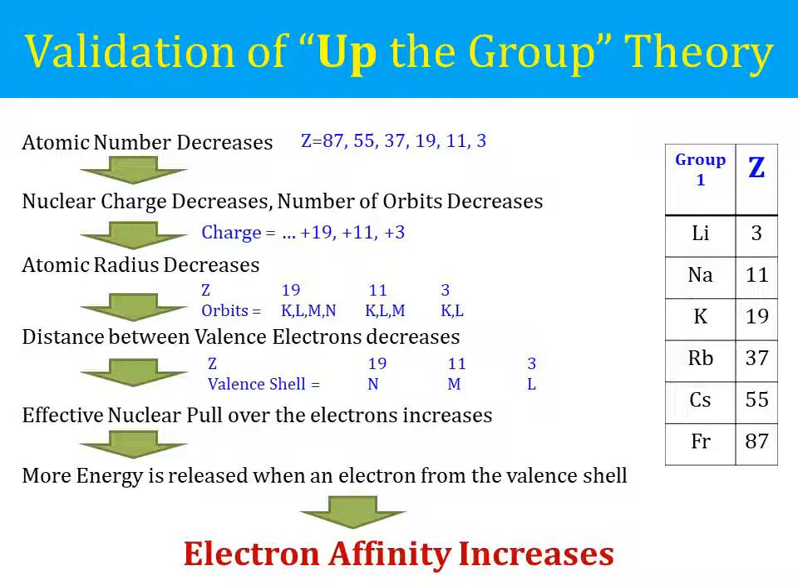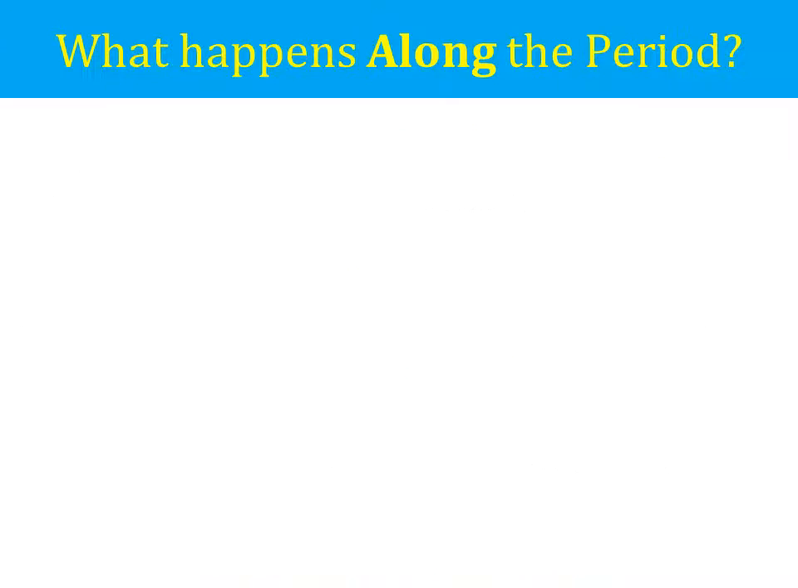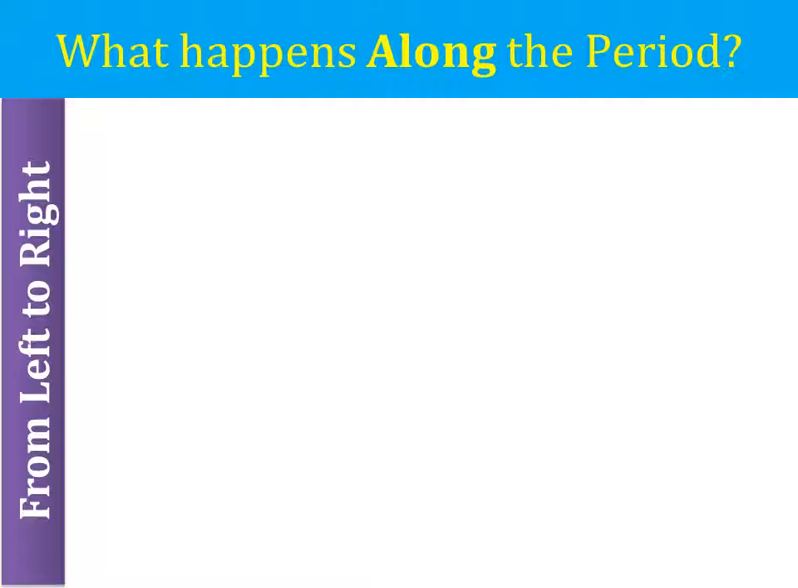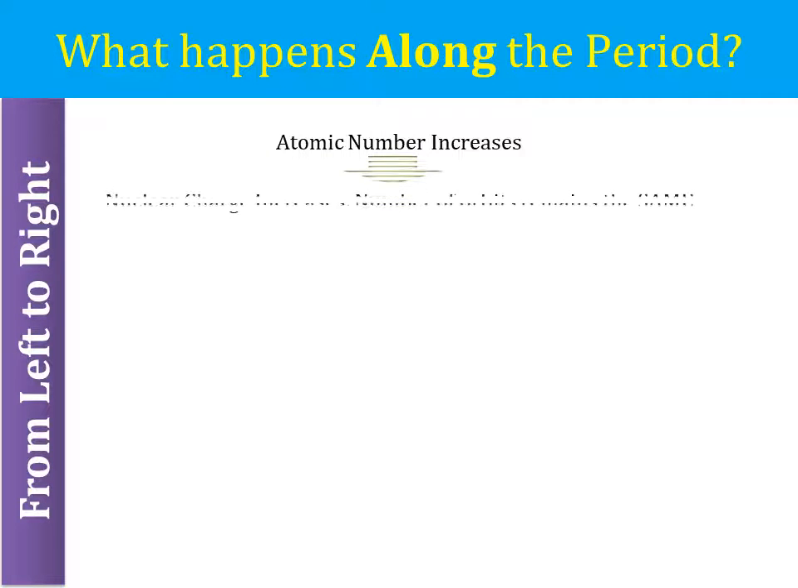Okay, so move on to the period now. We're having the period from left to right. From left to right, atomic number increases, exactly in a similar way. Atomic number increases, nuclear charge increases, but there is a slight change: the number of orbits remains the same.